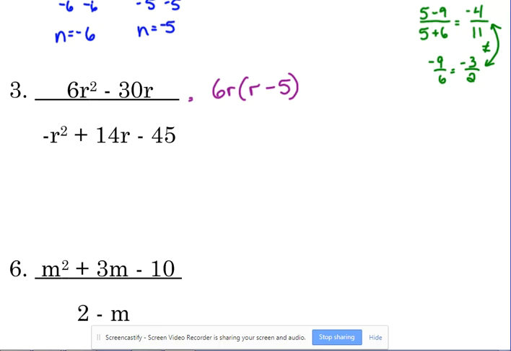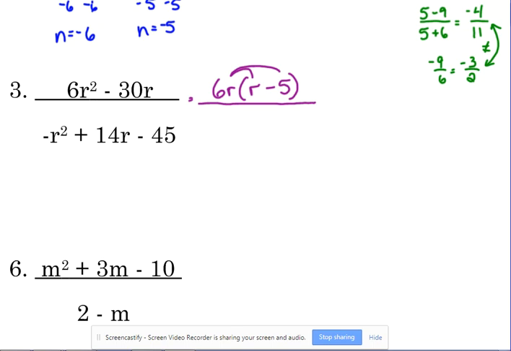Check it real quick. If you multiply this back out, 6r times r is 6r squared. 6r times negative 5 is negative 30r. Okay, very, very easy and simple to check right there. Now, the denominator. Negative r squared plus 14r minus 45. Do we like to factor when r squared is negative? No, we do not. So, how do we fix that problem?